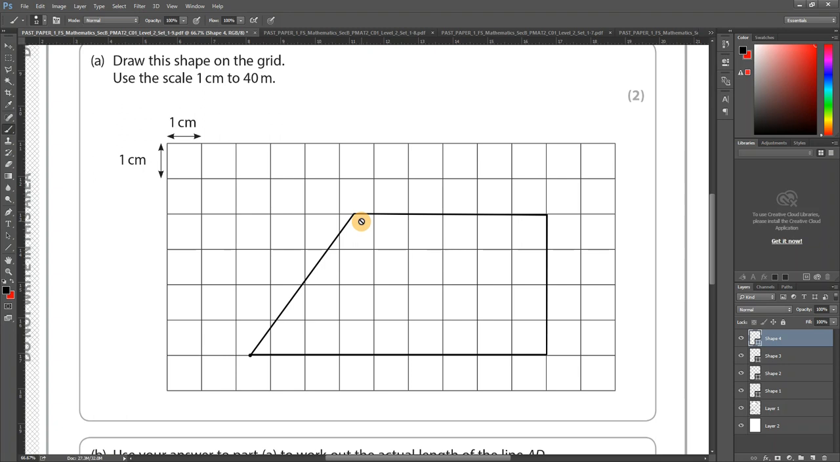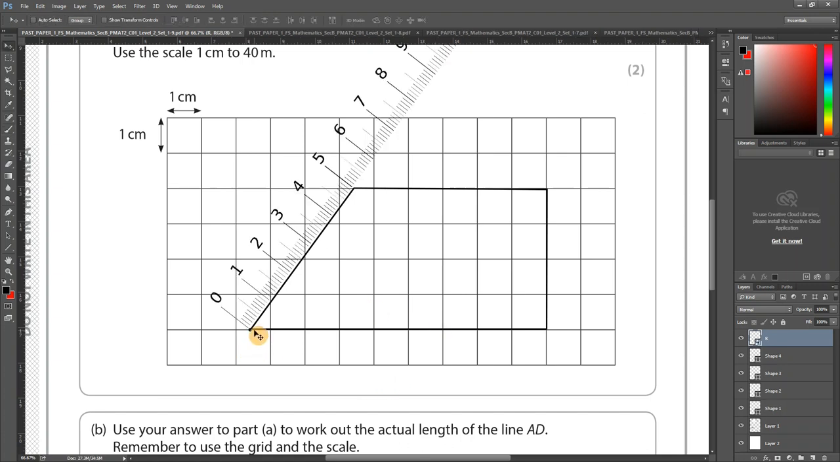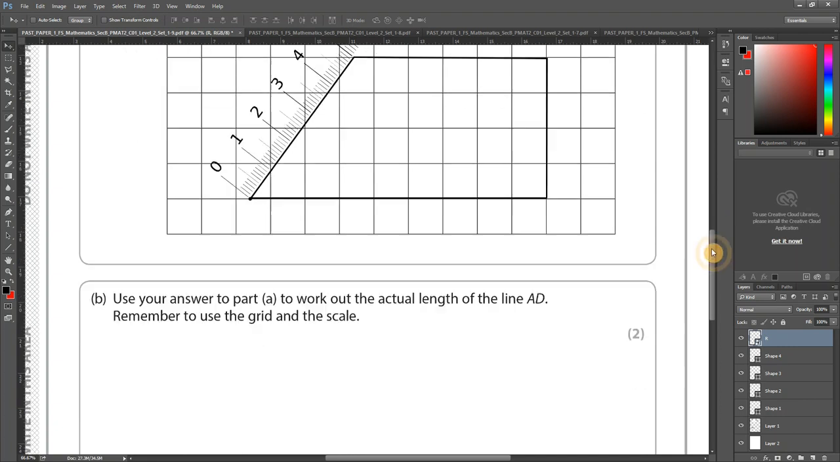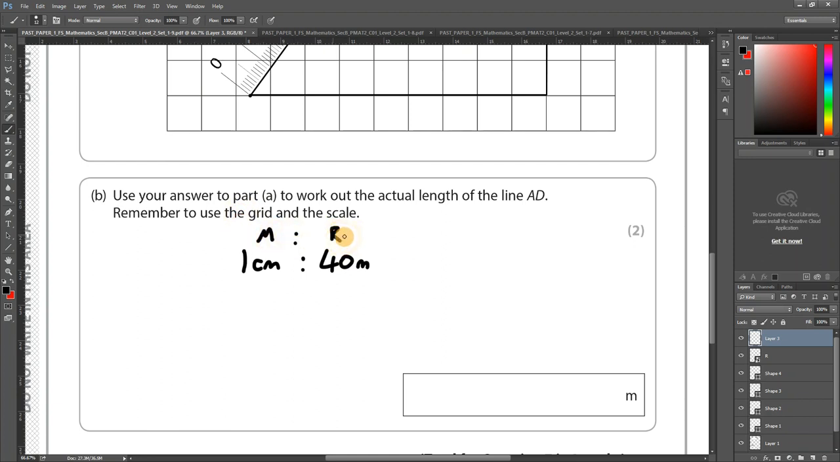Whatever centimeters you get, we're going to have to change it to the actual length. So let me get my ruler and I'll show you what it should be. So there's my ruler, and as you can see, the length of the AD should be exactly 5 centimeters. So that's the length on the page. So they want the actual length, the one in real life, so we're going to have to use our scale. So the scale is 1 centimeter to 40 meters. So that's on the map or the page, and this is in real life. So we've got 5 centimeters.